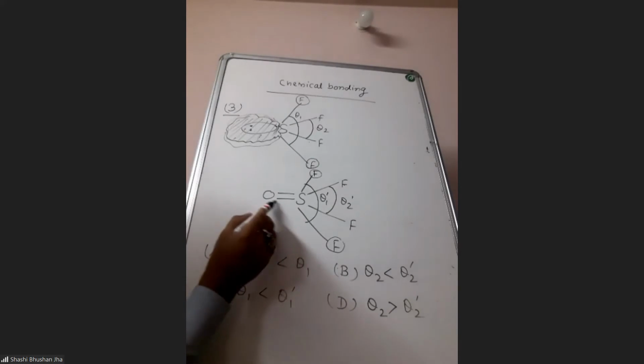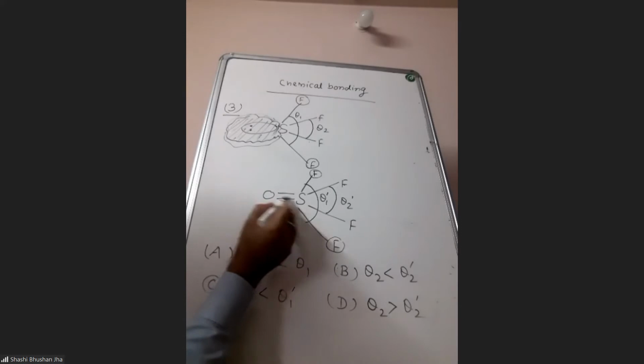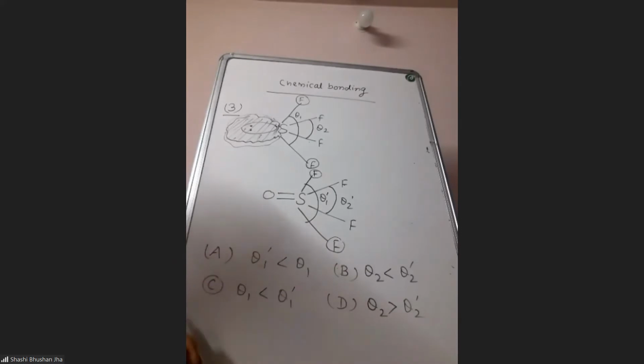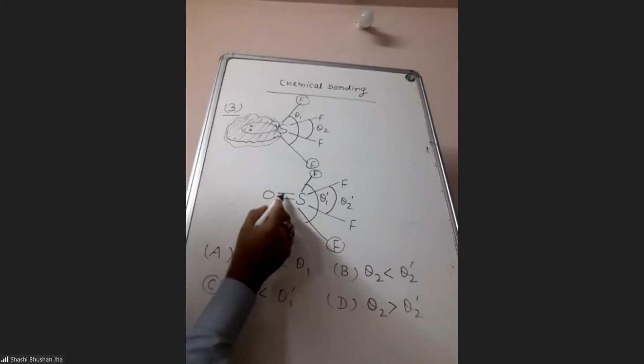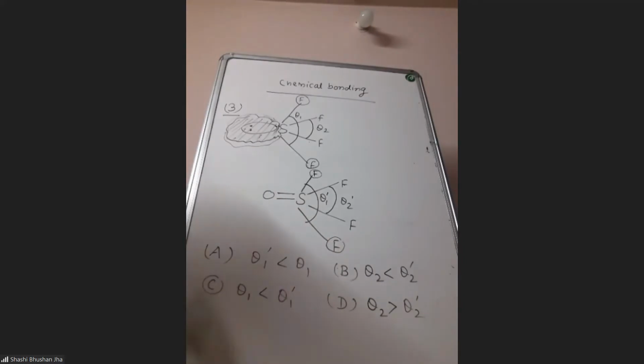Now, come to this geometry. Here you have pi bond between sulfur and oxygen. Now you tell me how this pi bond is oriented. I'm asking only about pi bond. What is the orientation of electron density of pi bond?